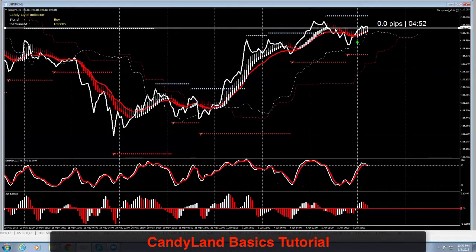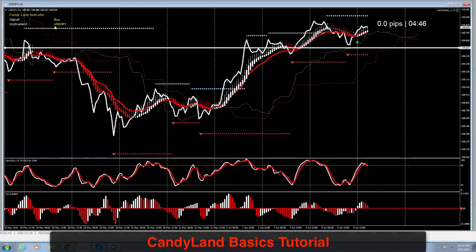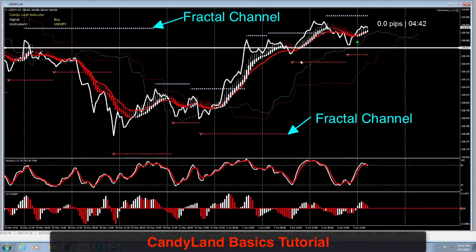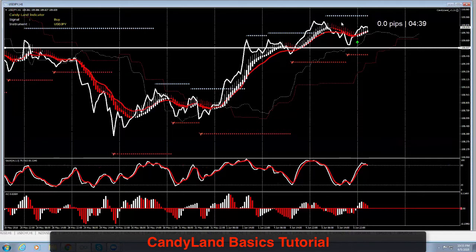We're going to use the fractal channels right here. This is the fractal channel. These whites are fractal channels. The reds are fractal channels. Or we could use the lines. There are different ways to do it. In this case, we're going to use these lines.